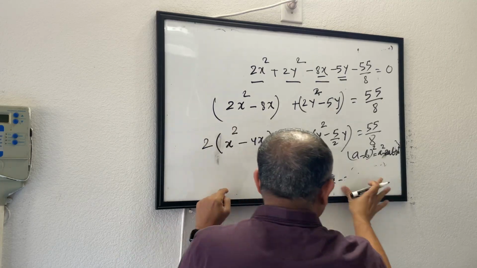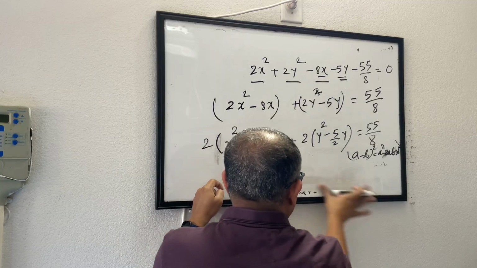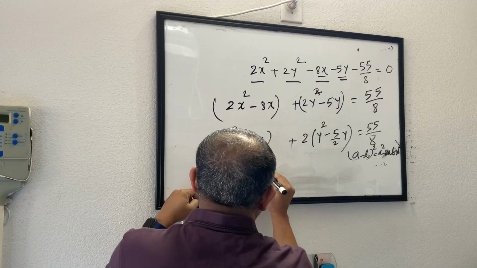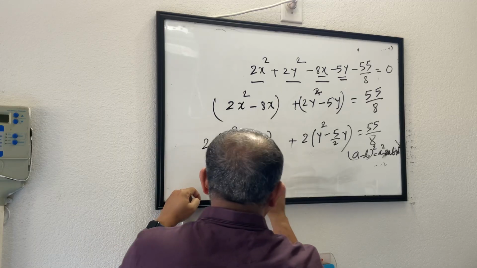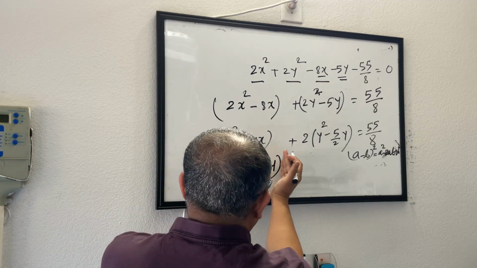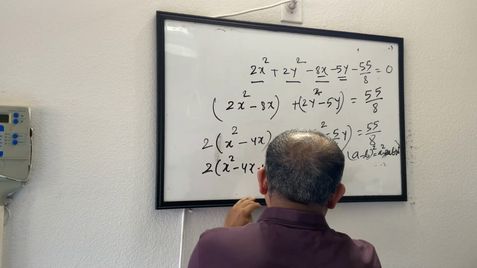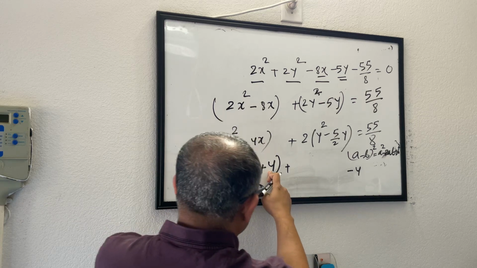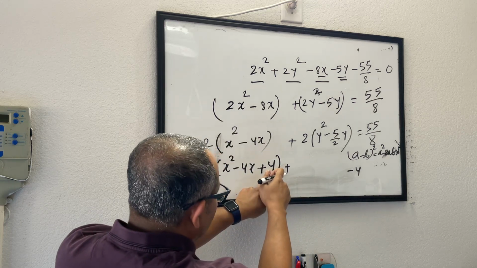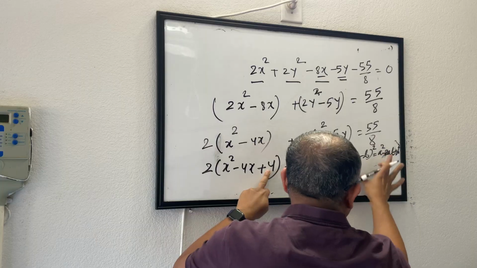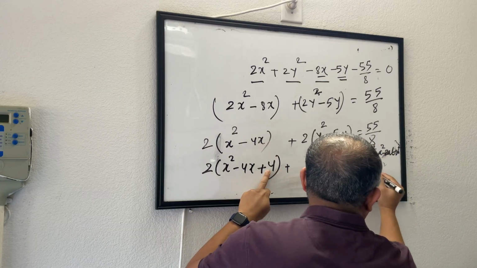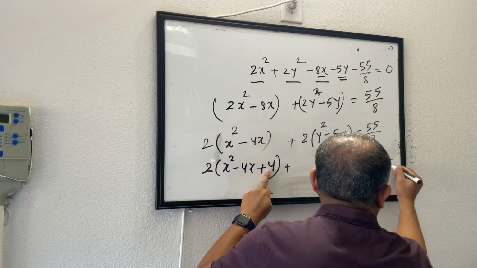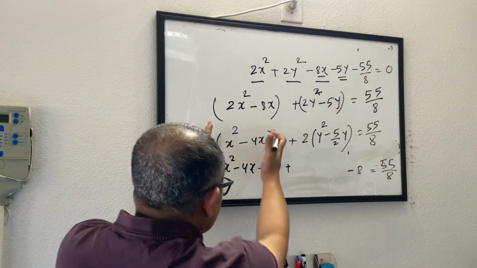So what we will do is, we will add 2 times x squared minus 4x plus 4. We added it here. Okay, so this will become a perfect square. Okay, so we have to do a minus here, minus 4. But we will not do minus 4 because we are adding it inside the bracket. So 2 times 4, so minus 8 is what we have to add to, equal to 55 over 8.